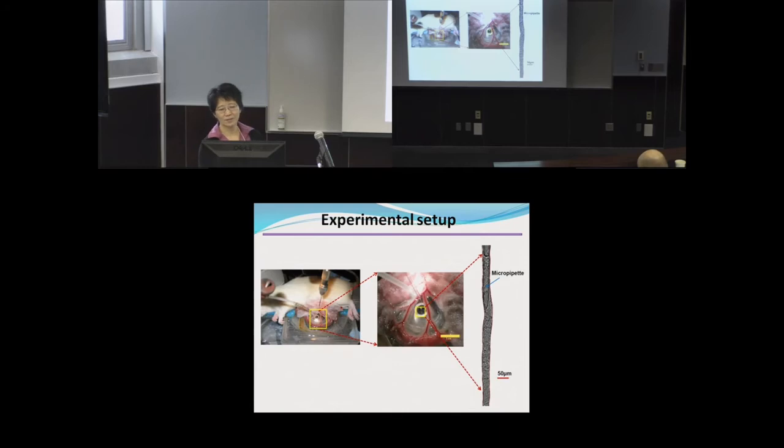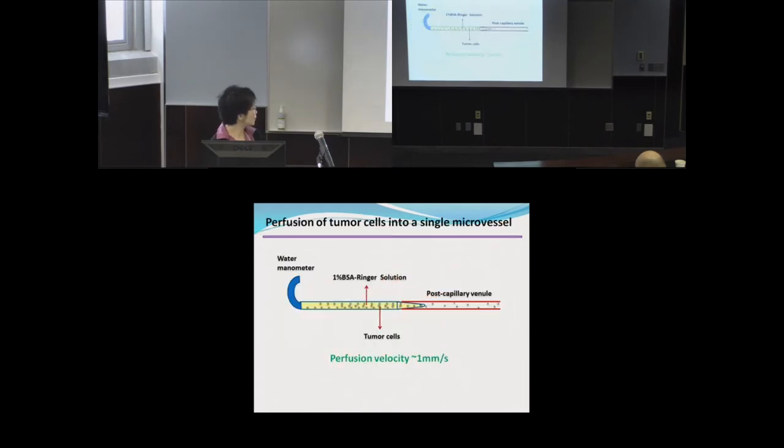Okay, now we want to do the tumor cell adhesion experiment. We pick one post-capillary venule, roughly 35 to 50 micron in diameter. We still use a micropipette, but this is from the mesentery. Inside the micropipette, we have our tumor cells. It's still connected to a water manometer, and we control the velocity. And then we inject tumor cells into this post-capillary venule and record their adhesion. Here I will show you a little movie.